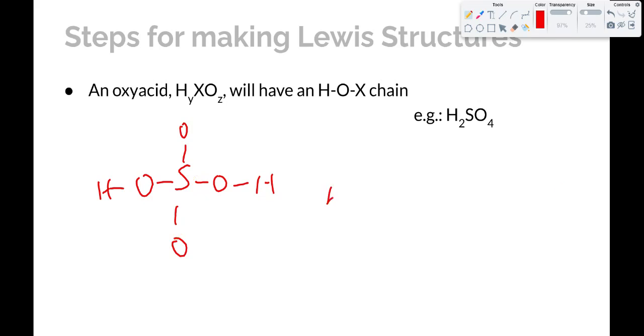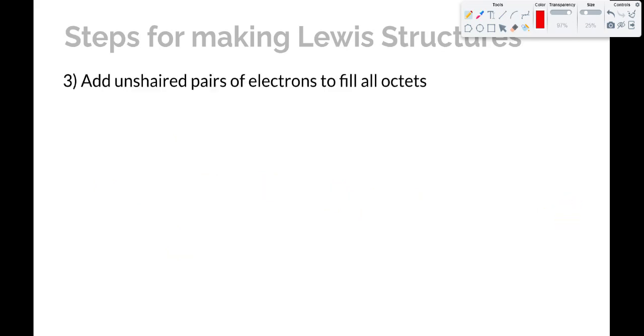Here's another possibility. We could go H, O, O, S in the very middle, O, O, and another H. After you have a skeleton, the next step is to add unshared pairs of electrons until the octets on everything are full. Now there are some exceptions to this.